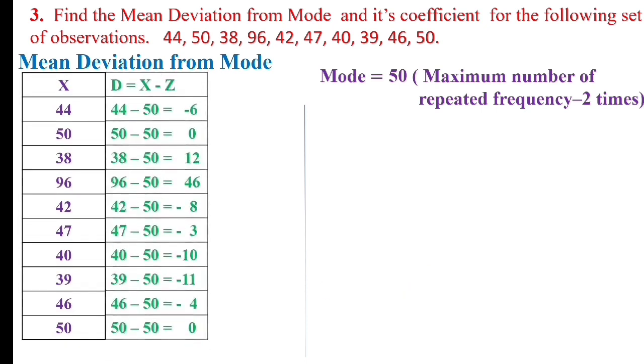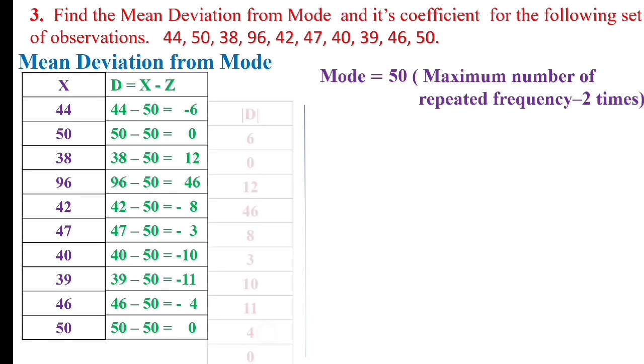44 minus 50 is minus 6, 50 minus 50 is 0, 38 minus 50 is minus 12, 96 minus 50 is 46, 42 minus 50 is minus 8, 47 minus 50 is minus 3, 40 minus 50 is minus 10, 39 minus 50 is equal to minus 11, 46 minus 50 is equal to minus 4, 50 minus 50 is equal to 0. So this positive and negative value will be considered only as a positive value in the next column.